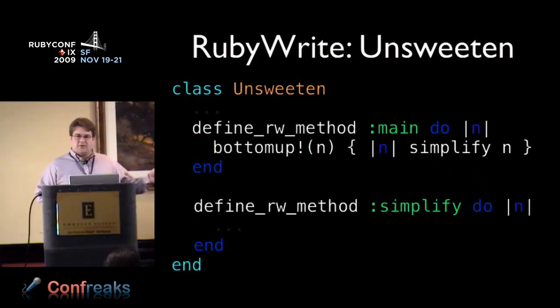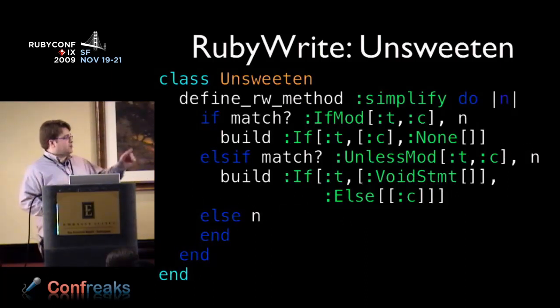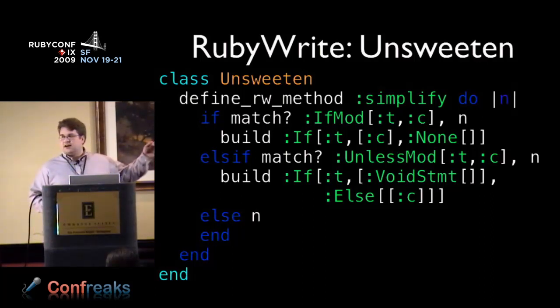And so simplify, I can write the same way. I should just use a new method here. And inside the simplify, I can then use match to deconstruct my clauses. And you can see here where colon T, colon C, and that's it, I guess, are being used as variable slots. And I can plug them in my build, and it rebuilds those variable slots. And since I'm doing this bottom up, I don't have to do any extra traversal. It's all taken care of for me by the tree traversal. And if it doesn't match one of these two cases, I just want to return the original value back.